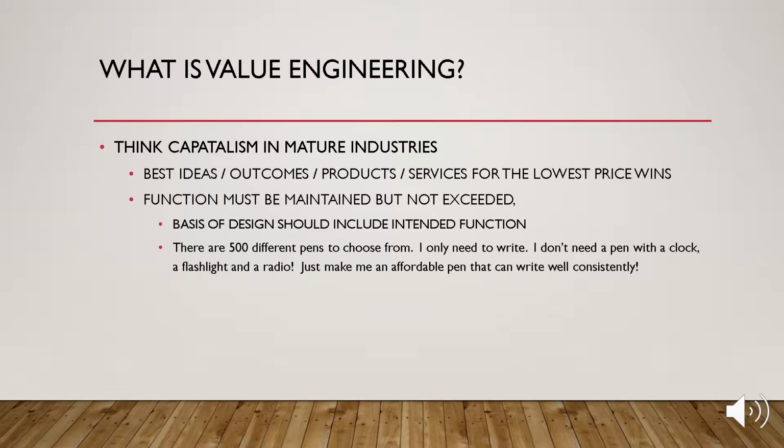I like to think of an example, pens. You go to the store and you want a pen. You have 500 different pens to choose from. You're seeking one that has a function of just writing. You don't want a pen with a clock, with a flashlight, with a radio. Those are functions that you're not looking for. But you want an affordable pen that can write well consistently, not a pen that will dry out, that will stop writing, that will last you a day. You want a good pen for a cheap price.